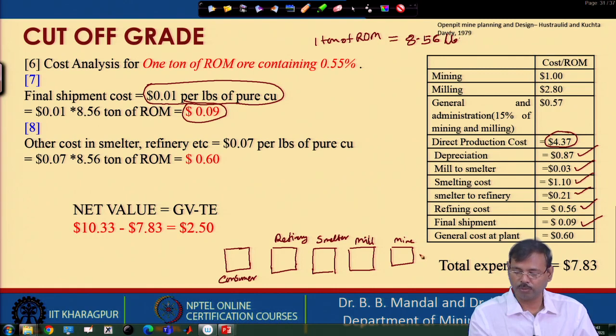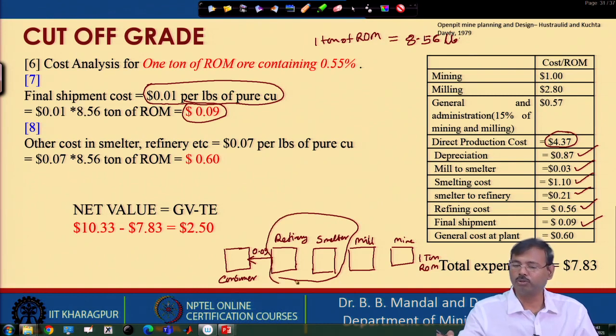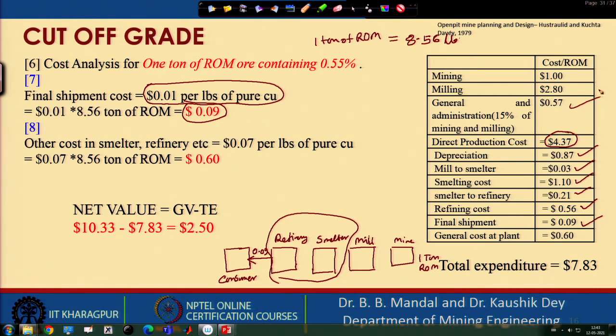Now, here we are producing 1 ton of ROM, and after this we are sending the material from the refinery to the consumer, and that cost is 0.09, which is incorporated here. And finally, we have considered some other costs associated with the smelter and refinery, just like the overhead cost, which we have considered as 0.07 pound per ton of pure copper.